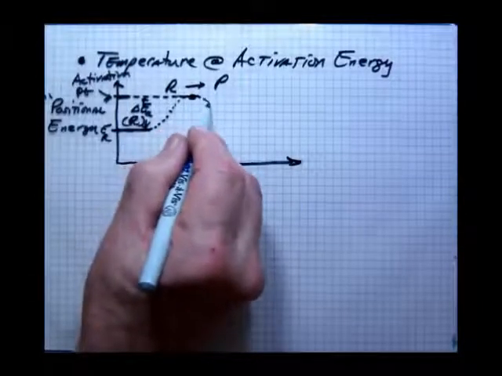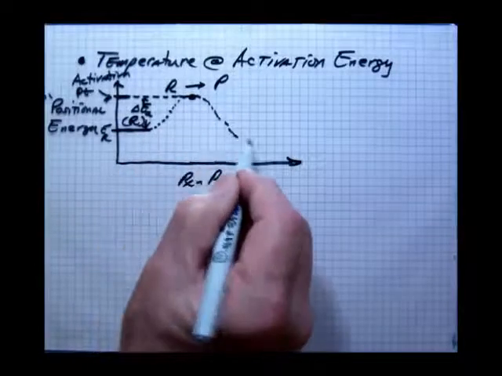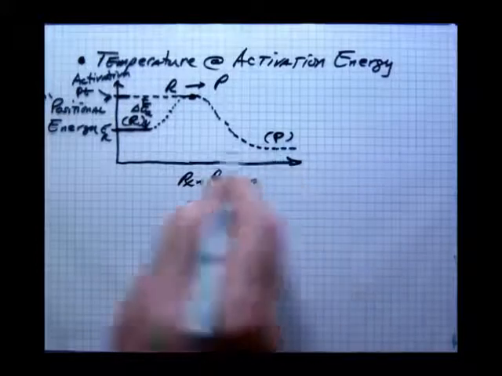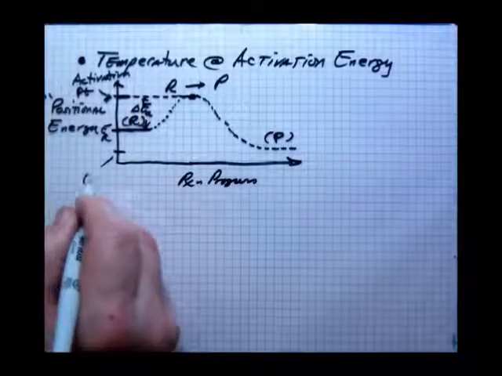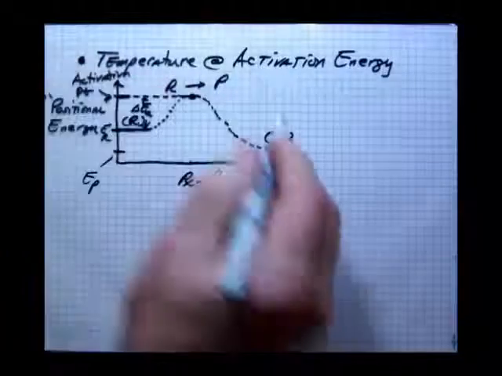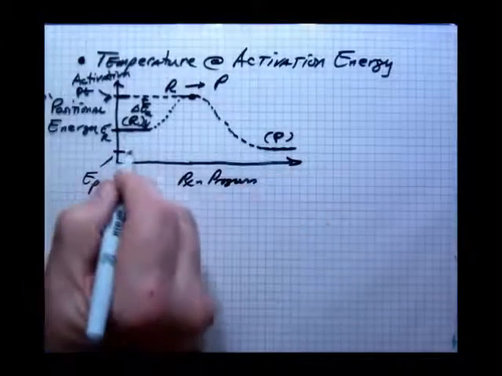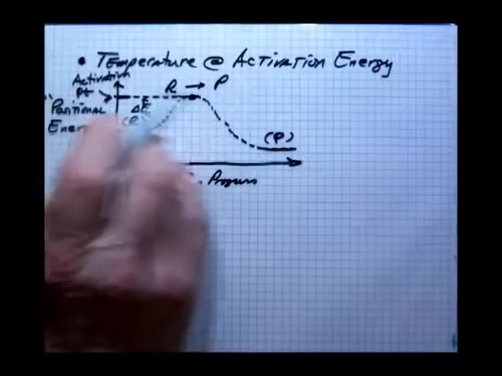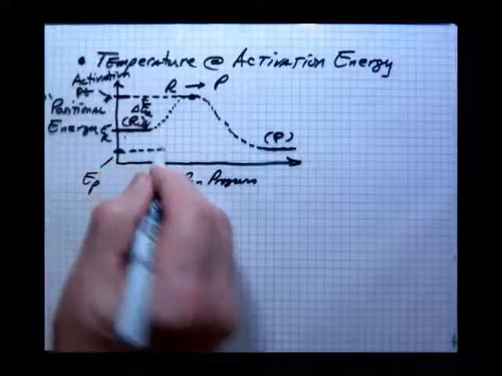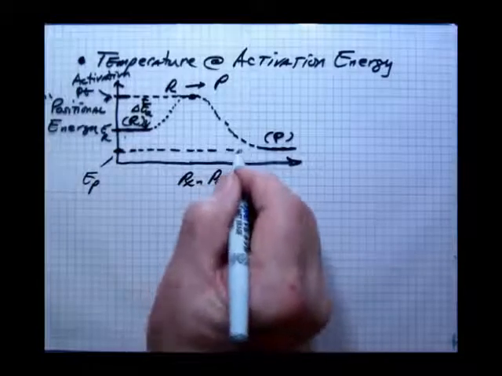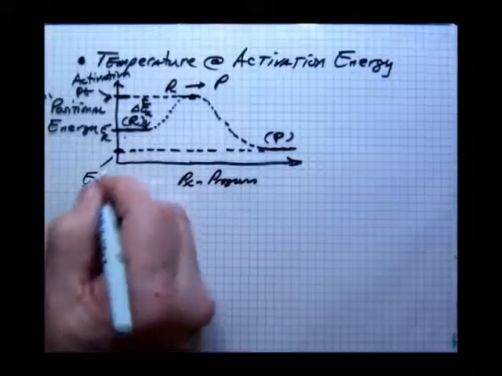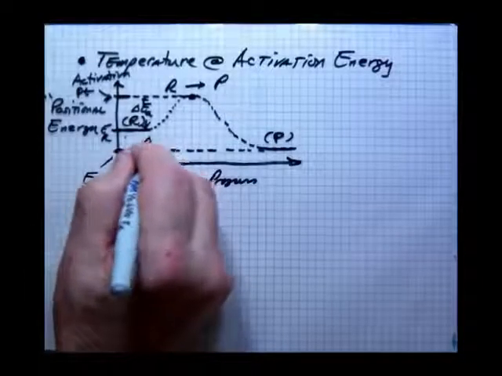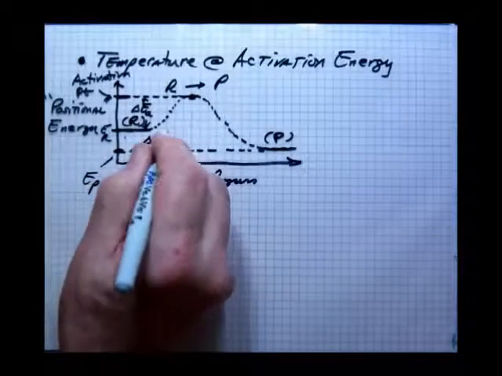Some of them roll downhill to the right and wind up at products at a different energy level. The change in energy observed for this is the difference between the energy of the products and the energy of the reactants, and that's called delta H of the reaction, or heat of reaction.